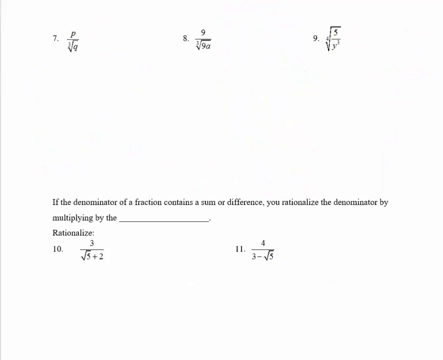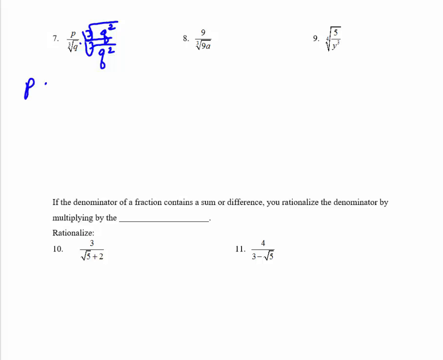Number 7, p over the cubed root of q. Well, q has a power of 1. So I need 3 underneath the cubed root for it to come out. So I need to multiply top and bottom by q squared, because when I multiply I add powers, so that's going to give me a q cubed.